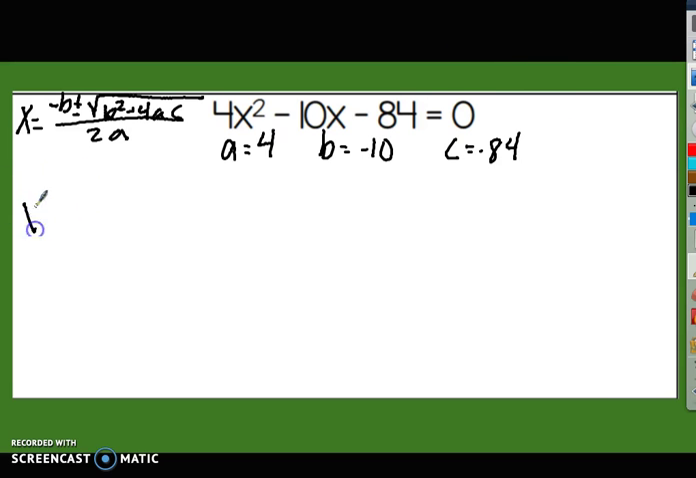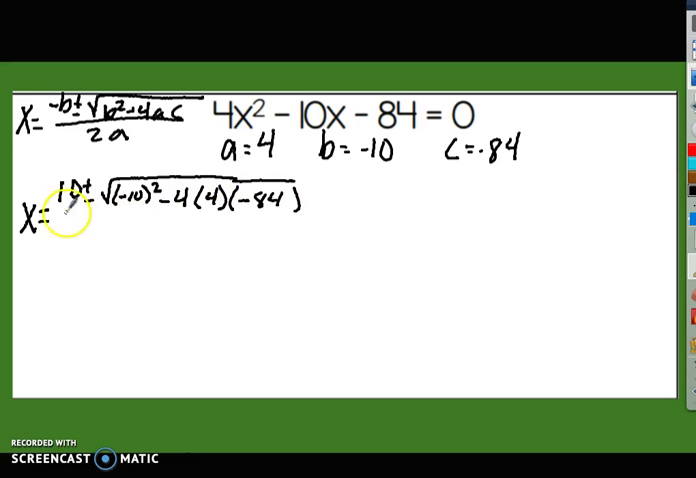Alright, so I'm going to start plugging these numbers in. Negative b, so negative 10 is 10. Plus or minus the square root of negative 10 squared minus 4 times 4 times negative 84, all over 2 times 4.